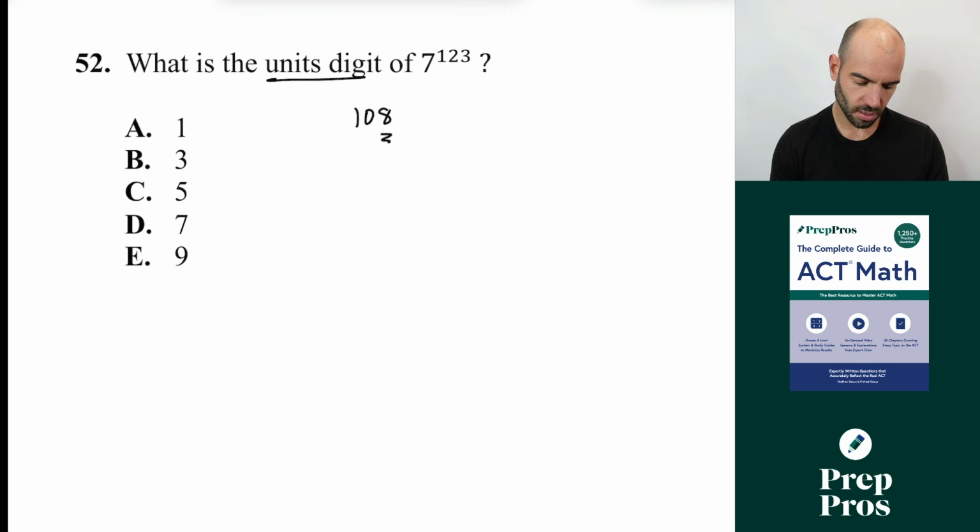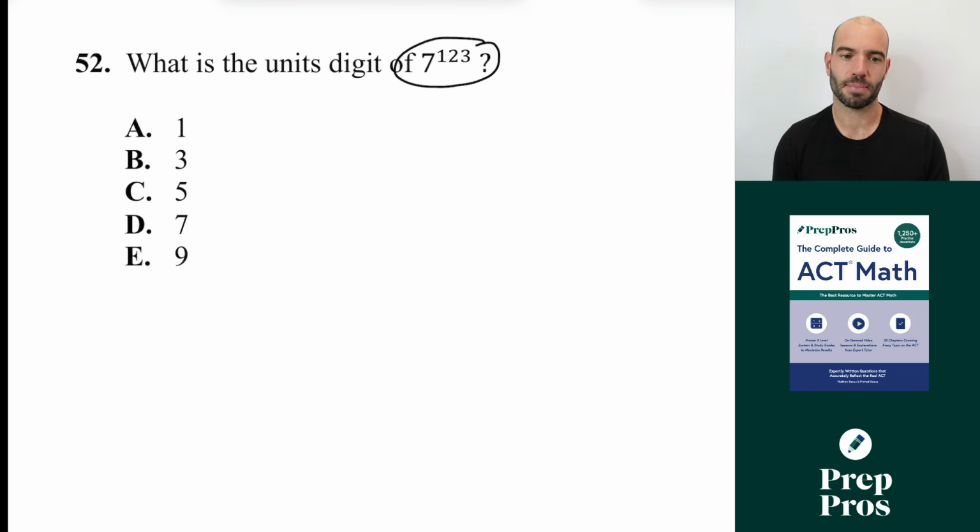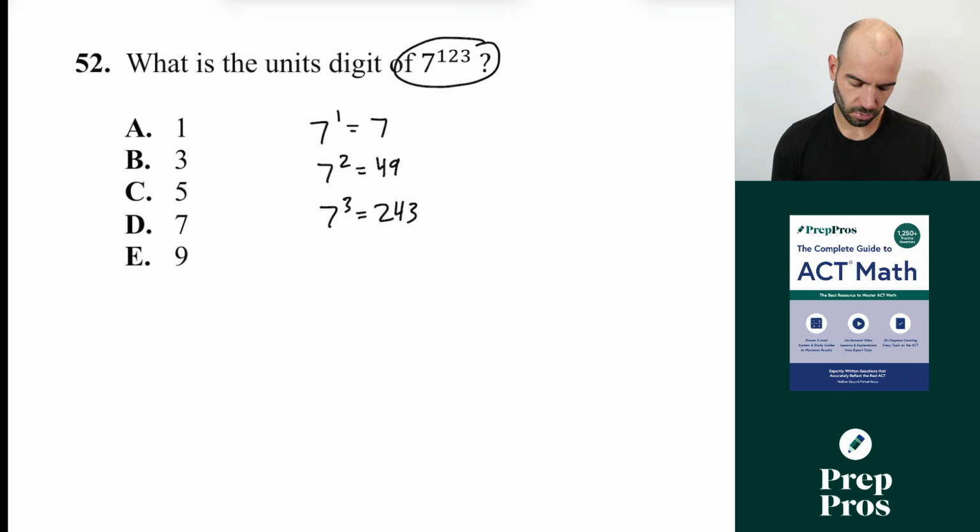All right, so this is something that I like to call a repeating powers question. So 7s actually repeat the units digit as the powers go up. There's a pattern. 7 to the first is just 7. 7 squared is 49. 7 cubed is 343. 7 to the fourth is 2401. And then it starts to repeat.